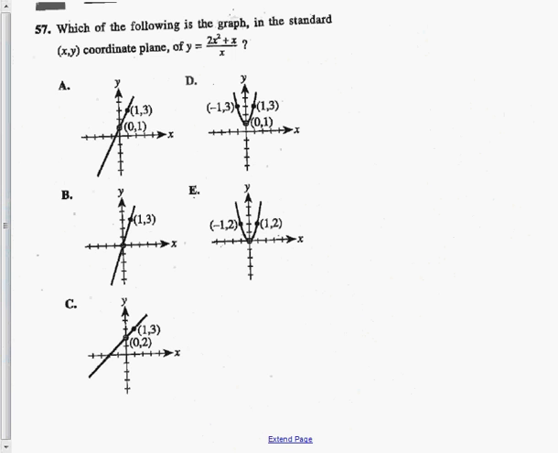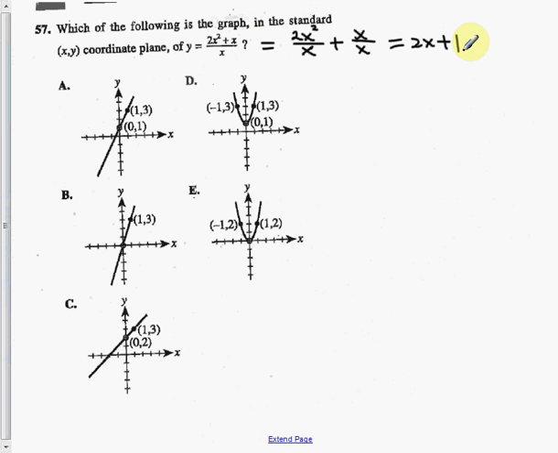So here, which of the following is the graph in the standard xy coordinate plane of y equal to 2x squared plus x, divided by x? But notice that the numerator has a common term of x. It's x squared, which is x times x, and then plus x. So you can factor out that x, or you can just write this as 2x squared divided by x plus x divided by x, which is just 2x plus 1.